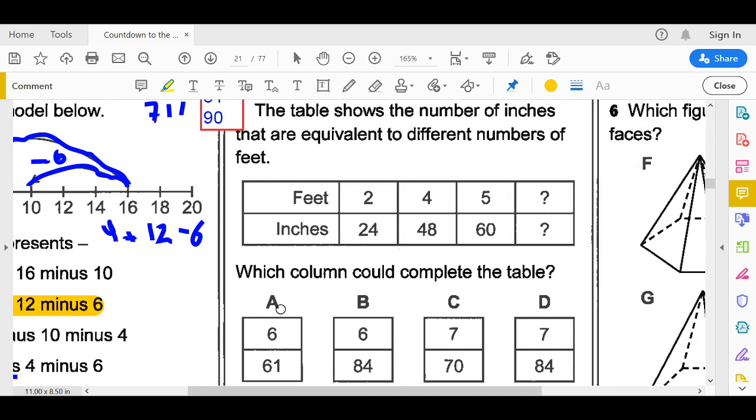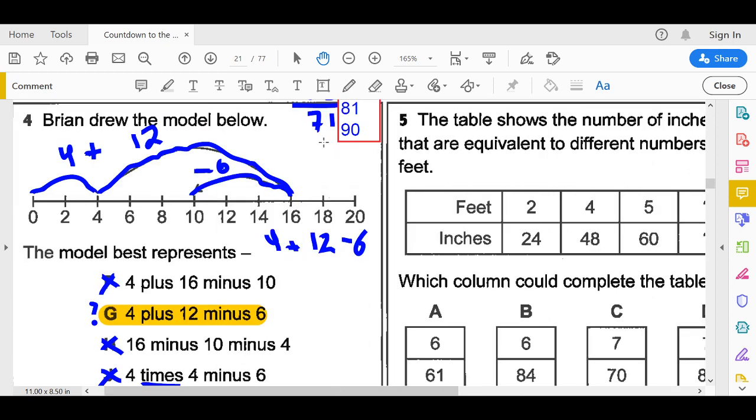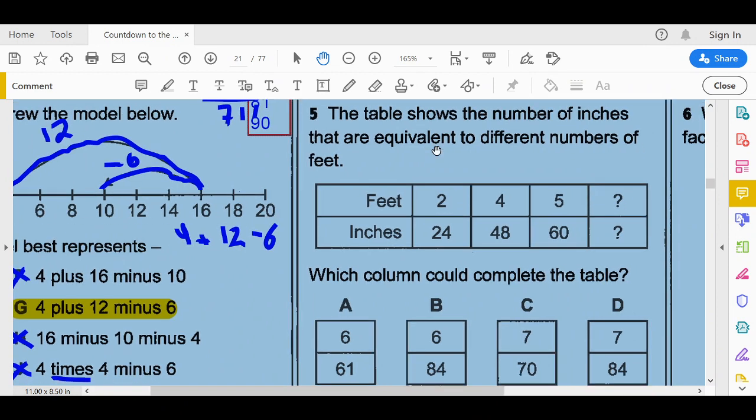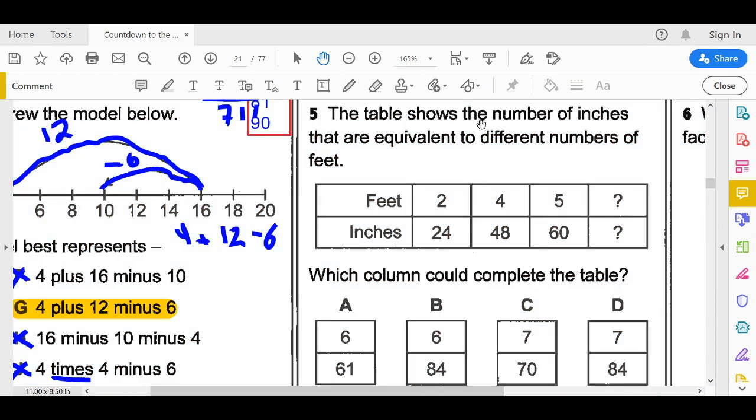Number 5. Let me move this table a little bit here. So we know this is number 5. And number 5 says, the table shows a number of inches that are equivalent to different numbers of feet. So we are comparing inches and feet. 2 feet equals 24 inches. 4 feet equals 48 inches. 5 feet equals 60 inches.